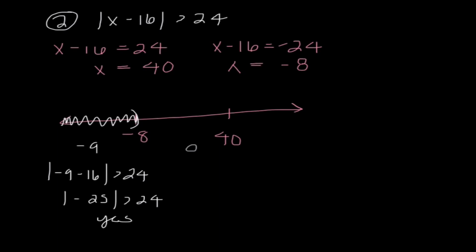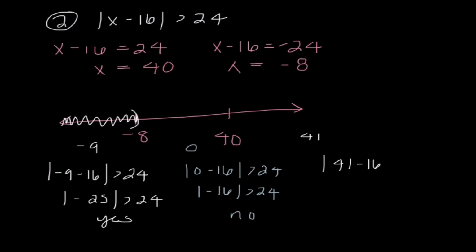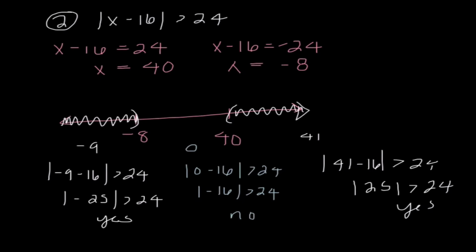If I put in 0, because that's between them: the absolute value of 0 minus 16 is greater than 24. Is the absolute value of negative 16 greater than 24? And the answer is no. Let's try 41. The absolute value of 41 minus 16 is greater than 24. Is the absolute value of 25 greater than 24? And the answer is yes. So I'm going to shade to the right.